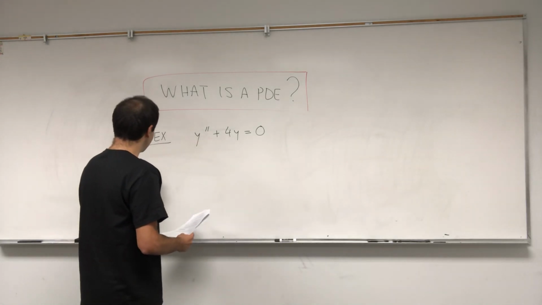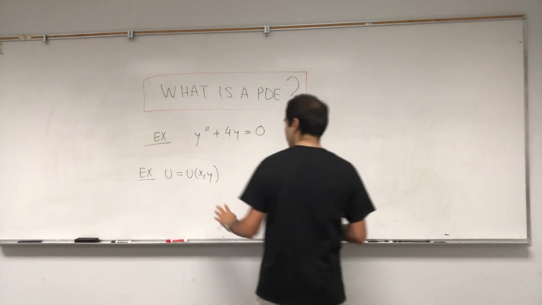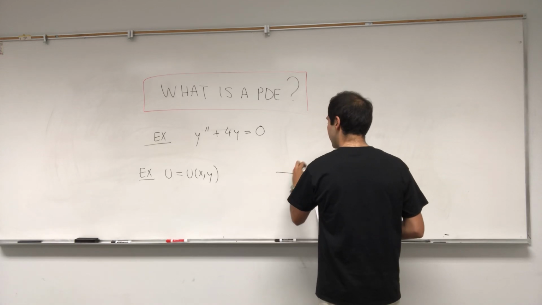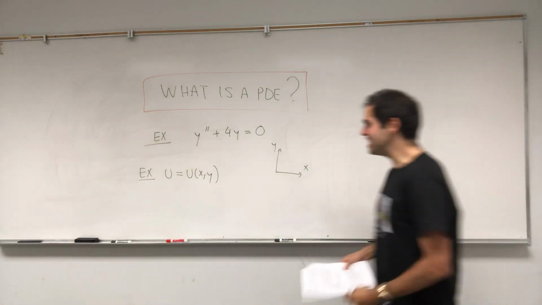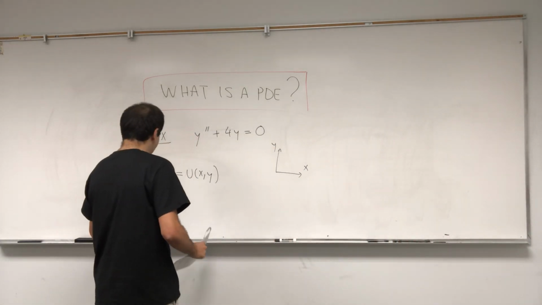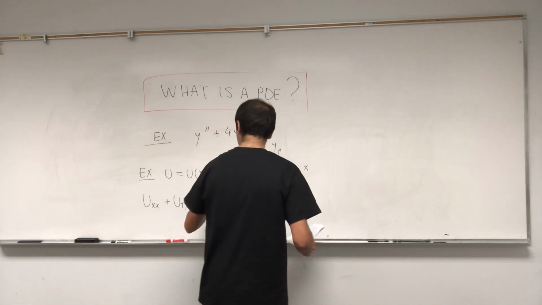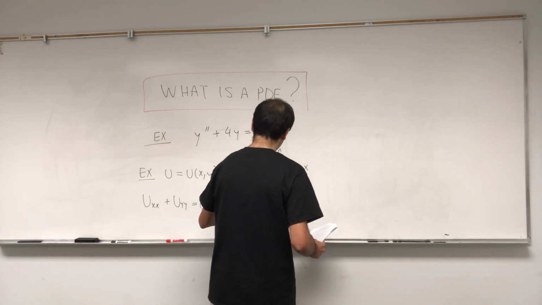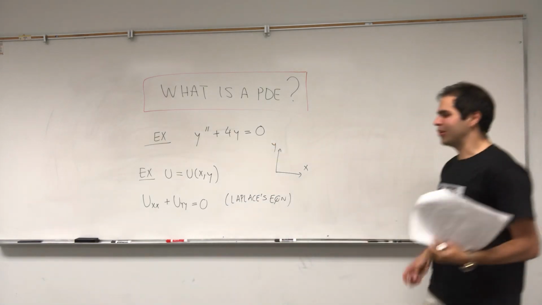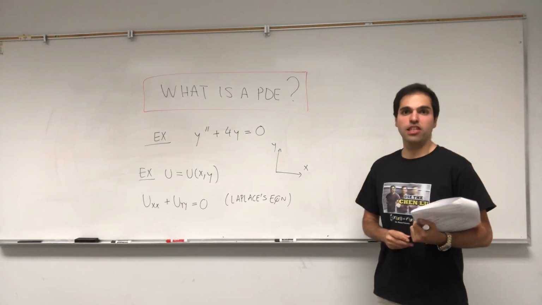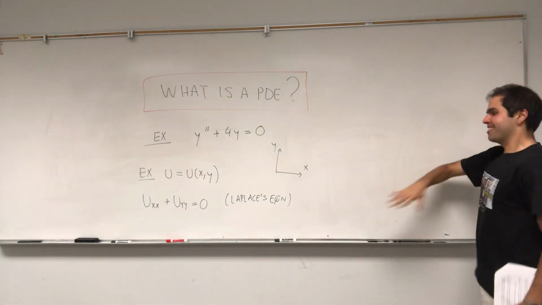For instance, consider this function, u = u(x,y). So it's a function of two variables, the x variable and the y variable. And then a very typical PDE is the following one, u_xx + u_yy = 0. And this is called Laplace's equation. Which is very cool, because in French, Laplace means the place, so you know you're in the right place when you watch this video. But what does that say?